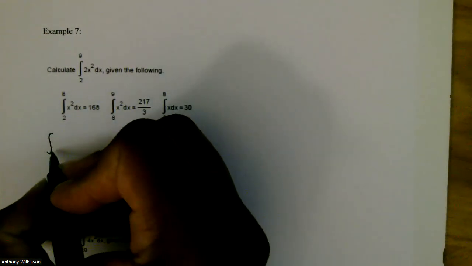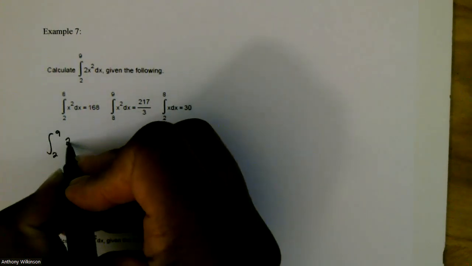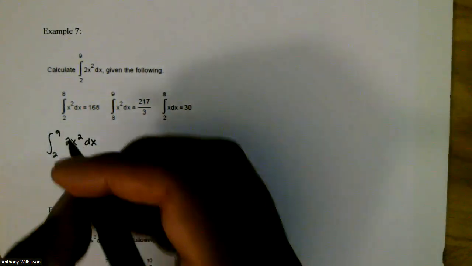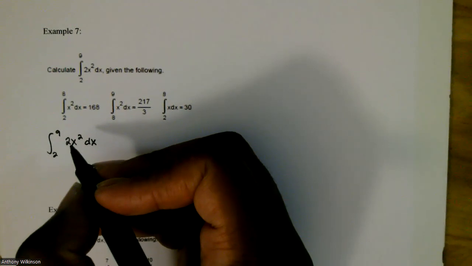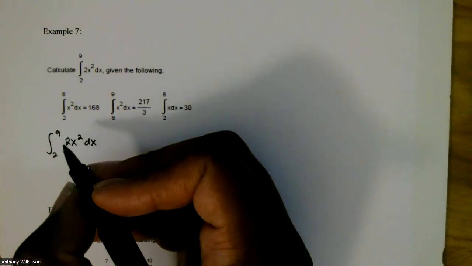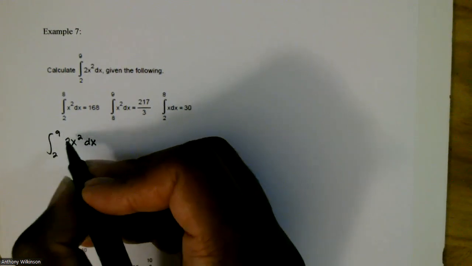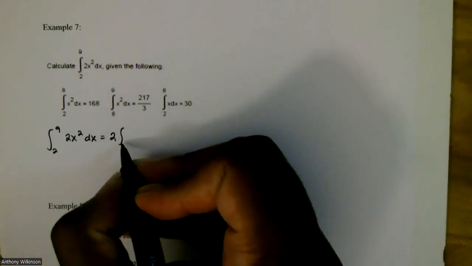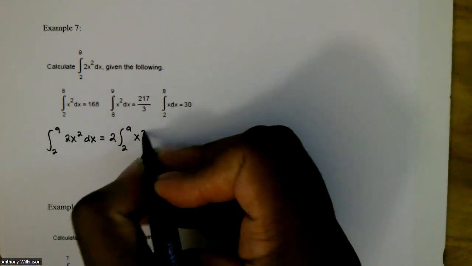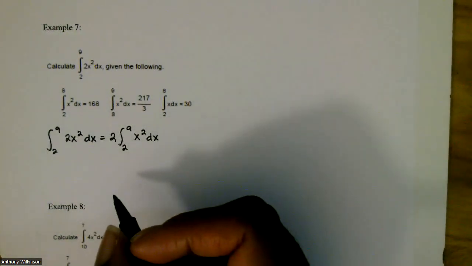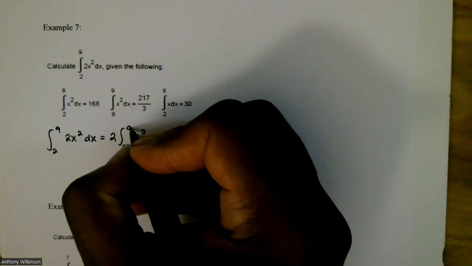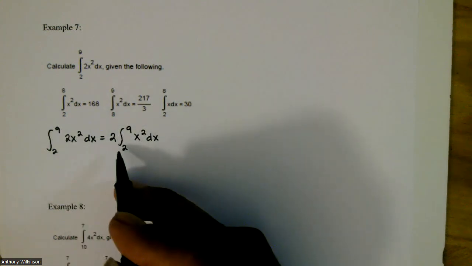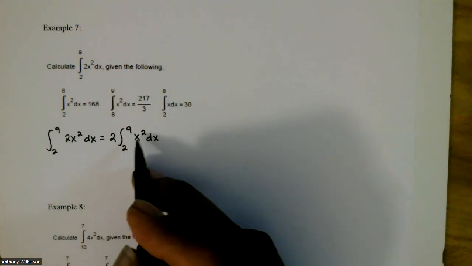So in this case here, the integral from 2 to 9 of 2x squared dx. Well, let's use property number 3, I believe. Yeah, property number 3, where I can take this constant of 2, pull this out in front of the integral sign. So it'll be 2 times the integral from 2 to 9 of x squared dx. And this is from 2 to 9.